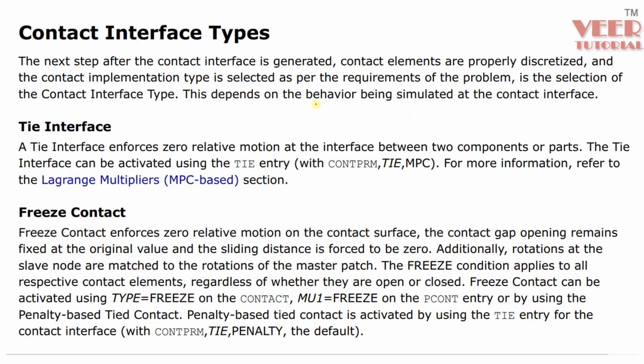So here you can see the contact interfaces in Hypermesh. The first interface is called the tie contact. It enforces zero relative motion between the interface bodies. Here it works on Lagrange multiplier and penalty based. Then we have freeze contact. Again in freeze contact, there is a zero relative motion between the contact surfaces.